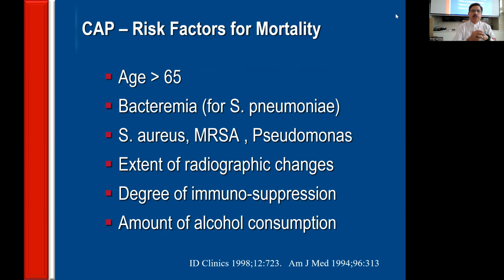Now, risk factors for mortality. Which is my patient? They will ask, the moment the patient is admitted or brought with pneumonia. When you say pneumonia, there is bad fluid in the lung, in the parenchyma, and then they are worried. They say, is it okay? Will he become all right? Like that they will ask. Then the answer depends on this. What is the age of the patient? 65. Is there evidence of bacteremia, as in case of staph aureus pneumonia, MRSA pneumonia, Pseudomonas pneumonia, extent of the radiographic changes, degree of immunosuppression, amount of alcohol consumption. These are all the predictors of high mortality.